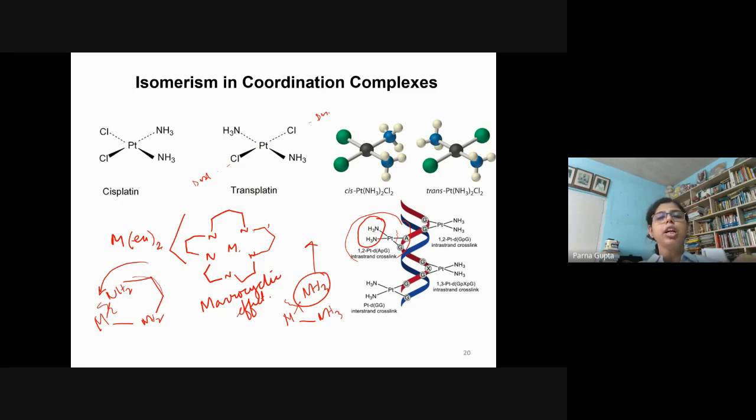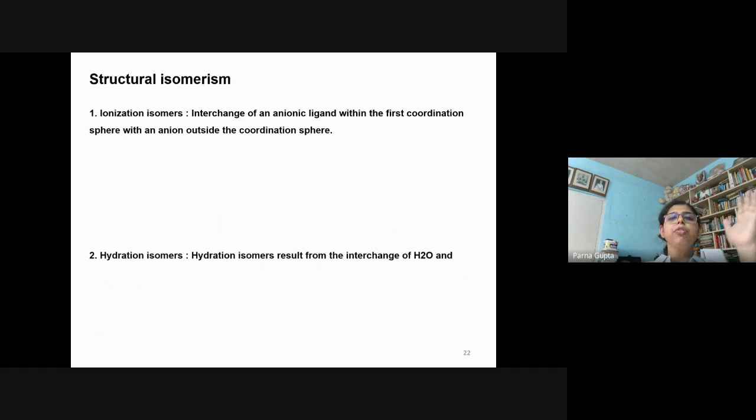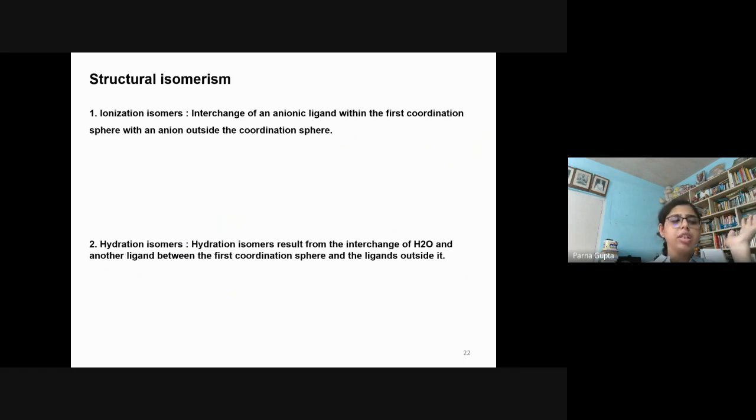Definitely it is not just to read, and these isomers are there and these are not. For that matter, stereoisomers help a lot. Okay, so let us quickly look at this other isomerism, the structural isomerism. The first one I told you is the ionization isomer.